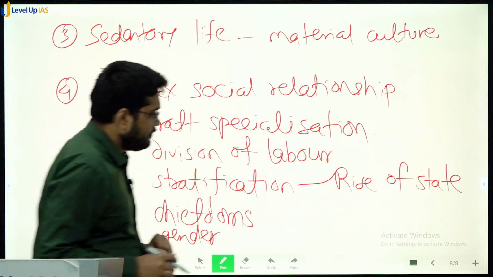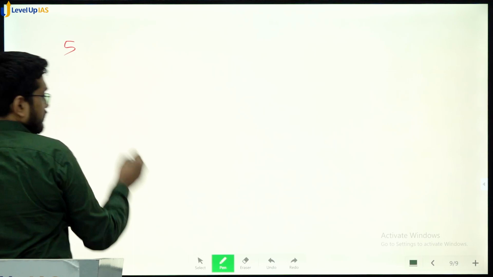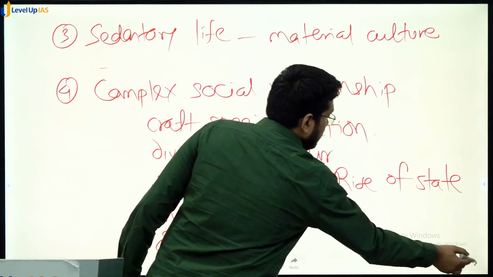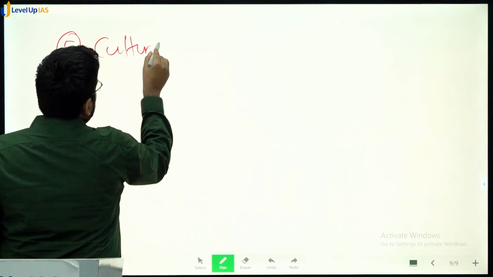The last point is about culture and religion. The fifth point. Fifth, right? 4 and 5th, yes. The fifth point is about culture and religion.